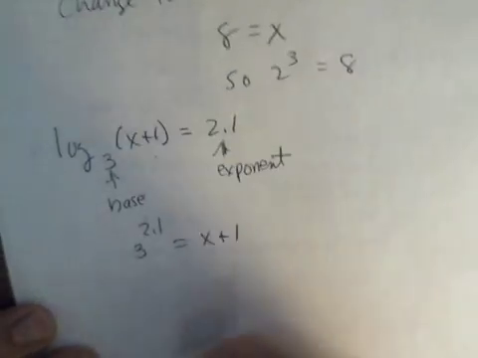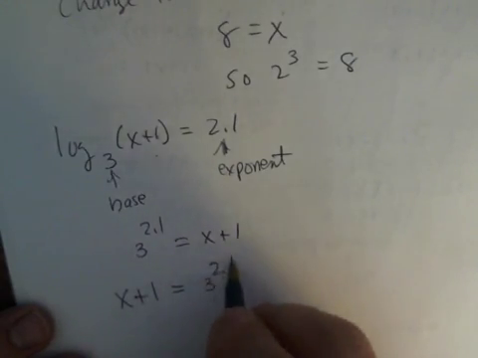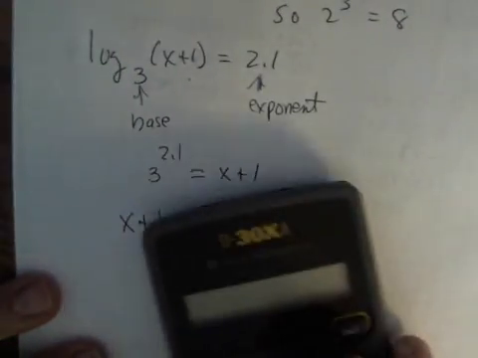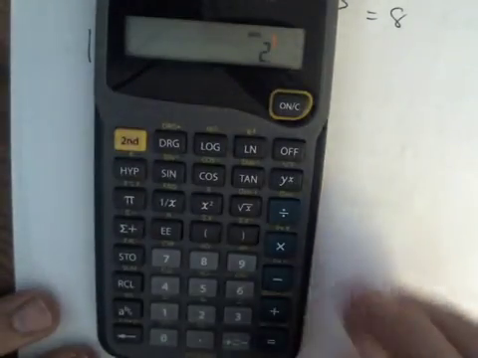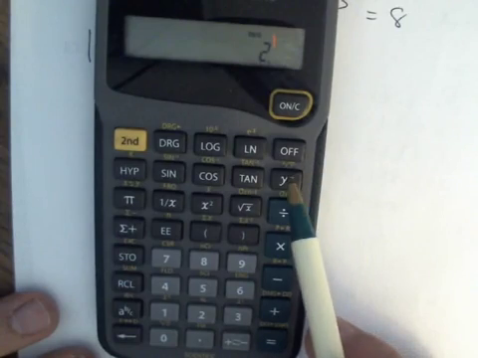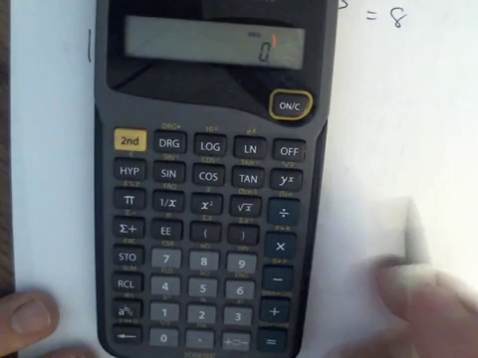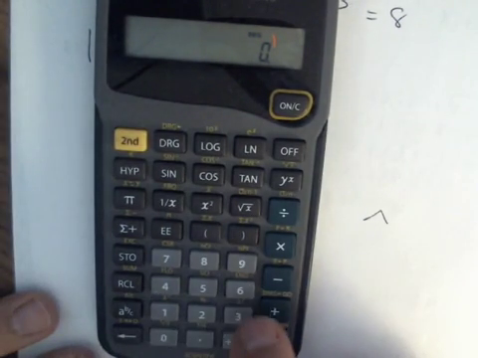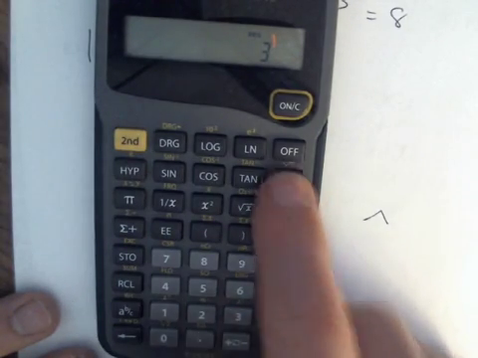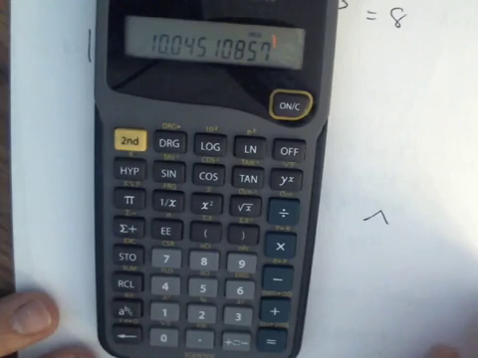Now, I normally don't like my variable on the right side, so I just interchange sides, and then I've got to enter that into my calculator. Depending on your calculator, this calculator has a y to the x button. You may have, and we've talked about this before, that button that's raised to the power. So I can do 3 y to the x 2.1 equals, and I get 10.045.